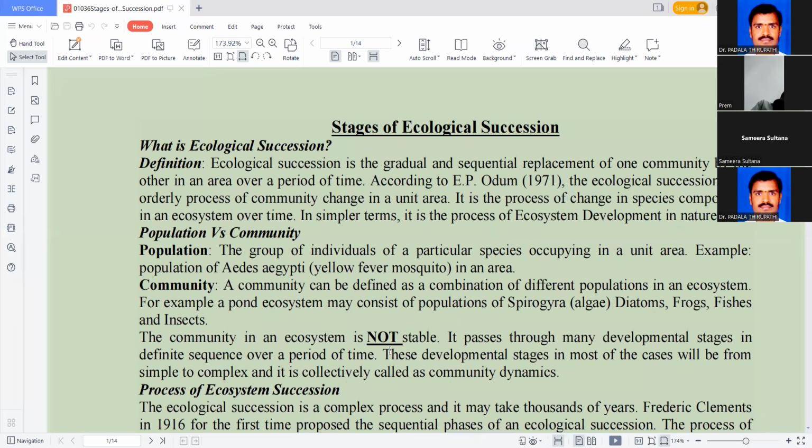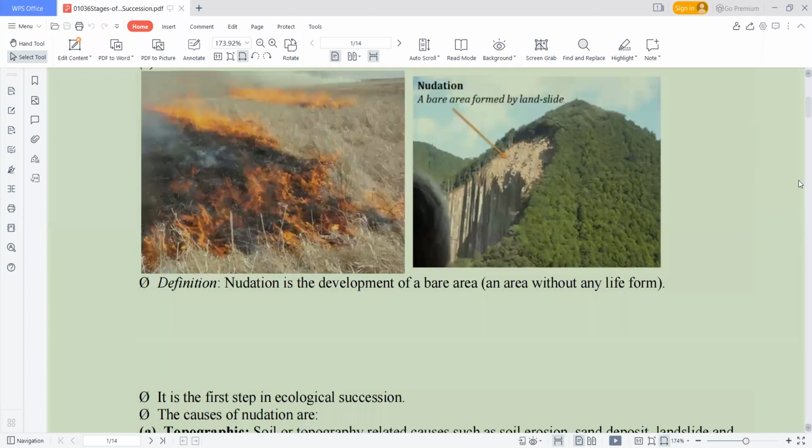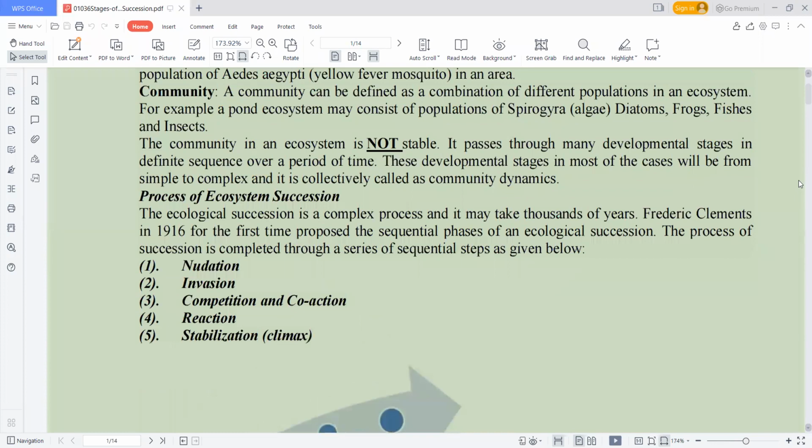The community in an ecosystem is not stable. It passes through many developmental stages in a definite sequence over a period of time. These developmental stages, in most cases, go from simple to complex, and are collectively called community dynamics. So the process of ecosystem succession.